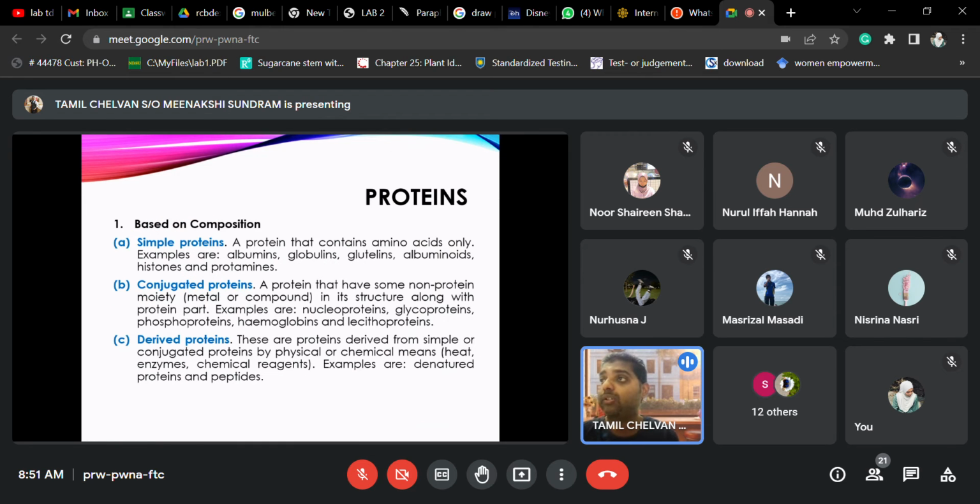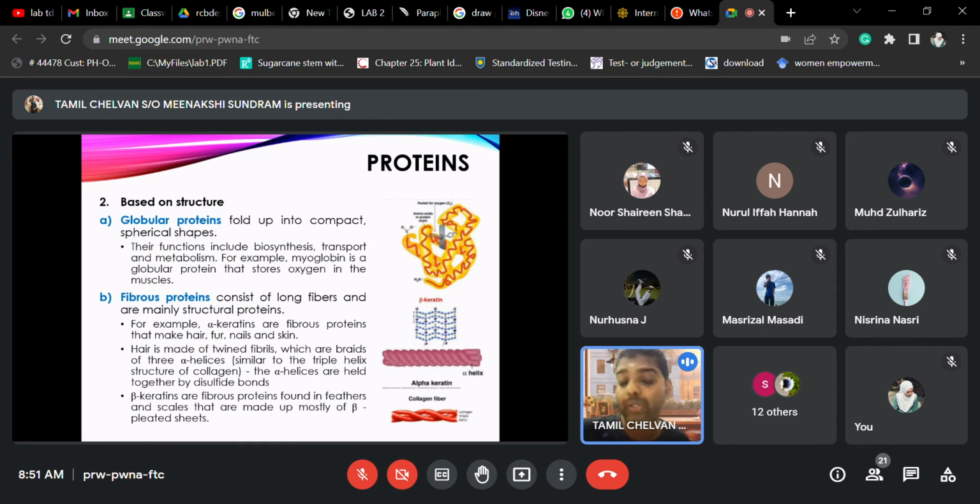First was classification based on composition, now based on structure. So you can classify proteins based on components, and now you classify them based on structure. We have globular proteins, which fold up into a compact spherical shape. Their functions include biosynthesis, transport, and metabolism. For example, myoglobin is a globular protein that stores oxygen in the muscle. It keeps oxygen in the muscle.